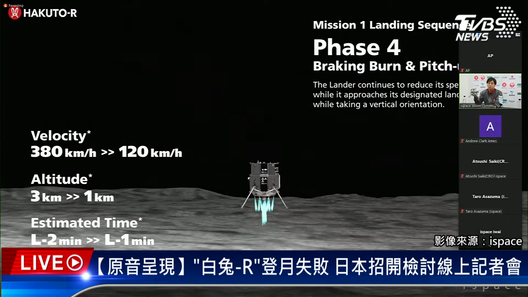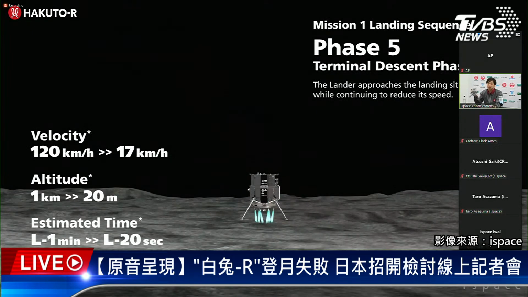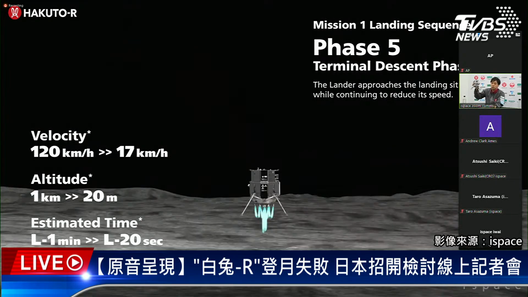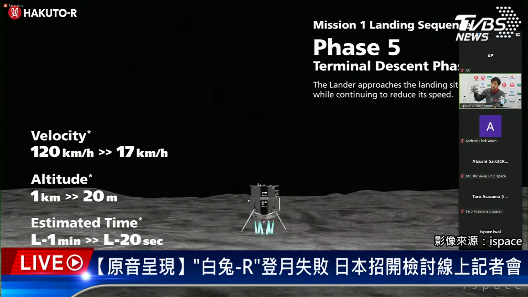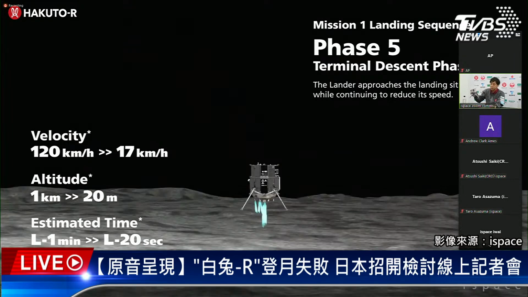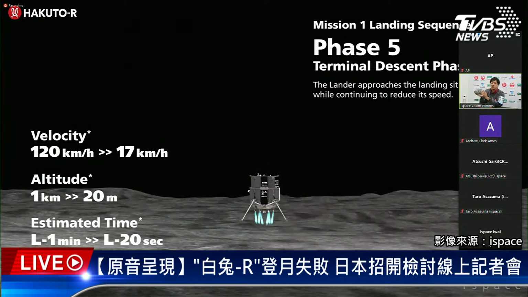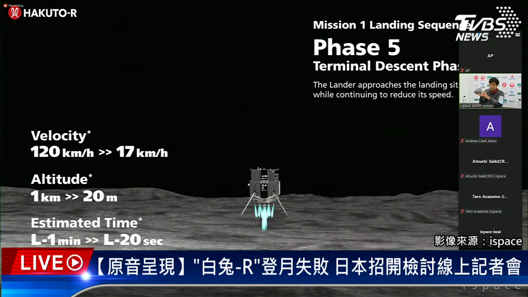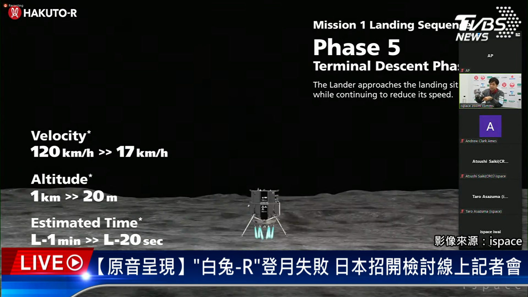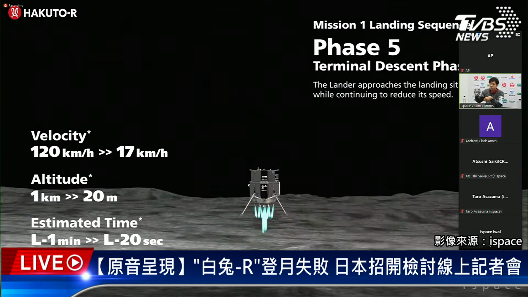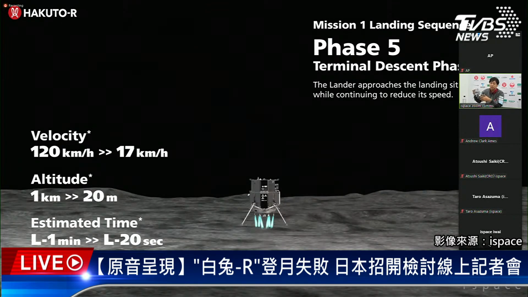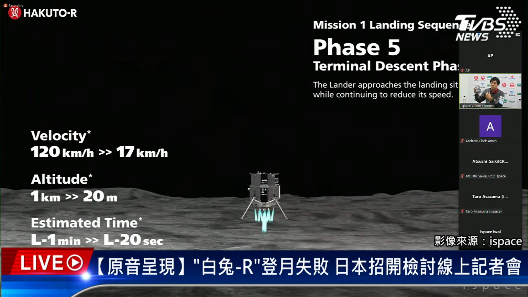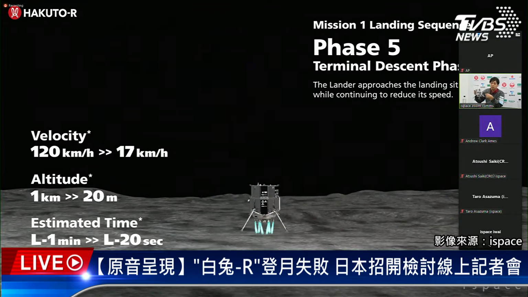Please move on to the next slide. And finally, in phase 5, the lander still decreases its speed. In a vertical position, the lander was approaching the lunar surface. At the very end of this phase, the lander finally turned off the main engine, which is a 400 Newton thruster, because it could disturb the lander control due to the reflection from the lunar surface. Taking that into account, we turned off the 400 Newton thruster at the last moment.